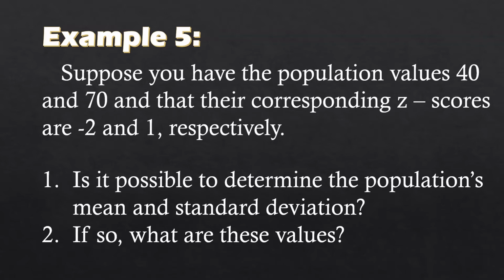So in this problem, we have given population values, or the x values. We have two groups and their corresponding z-scores. So we are going to find the mean and the standard deviation for this problem. If it's possible to get it, we are going to find it. So let us try.